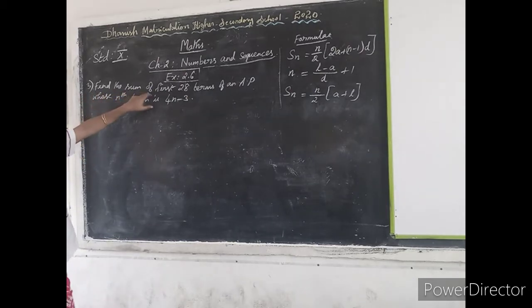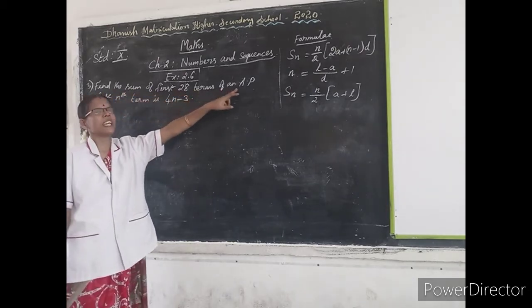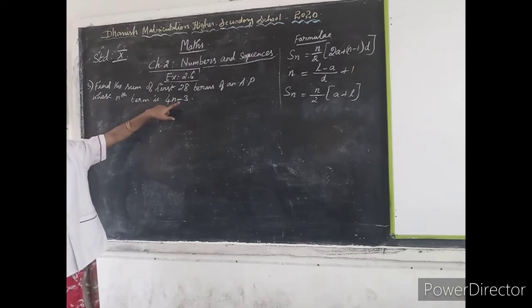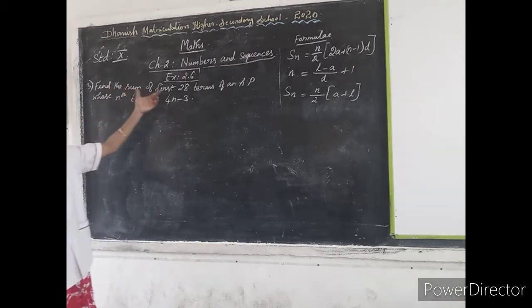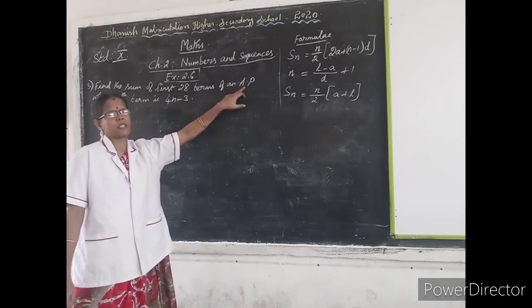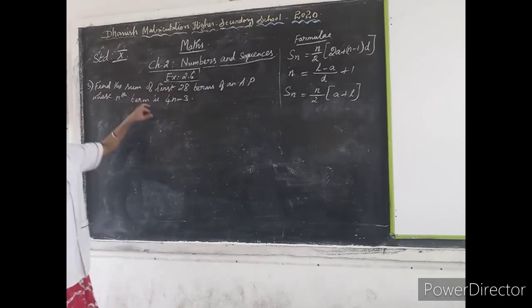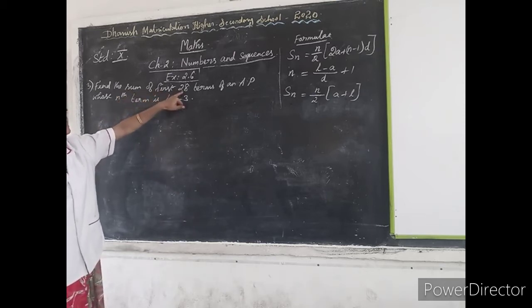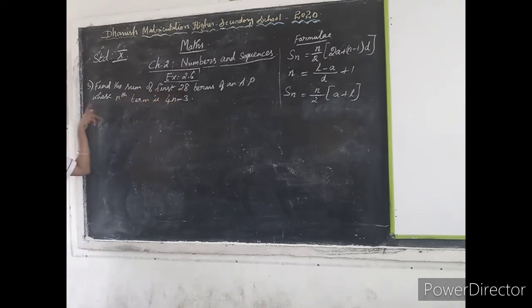Find the sum of first 28 terms of an AP whose nth term is 4n minus 3. Here the given series is an AP, that is given. So the common difference is that. So find the sum of first 28 terms. This is n. So we don't know that series. So first find that sequence.